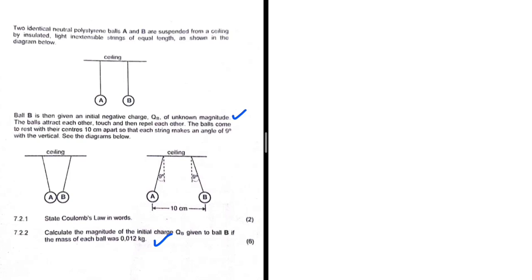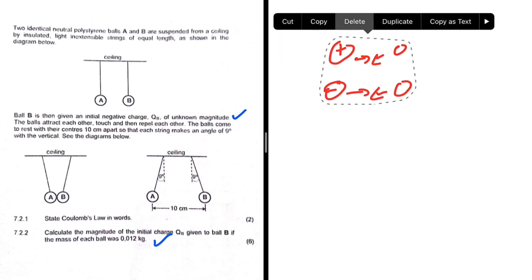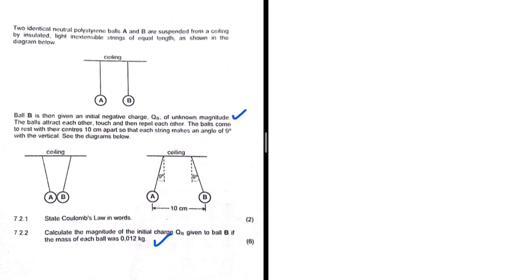Obviously, well, it's not obvious to some. So if you have positive and neutral, they attract. But even if you have negative and neutral, they still attract. Neutral attracts with both positive and negative. I did explain that in a separate video, but let's carry on.